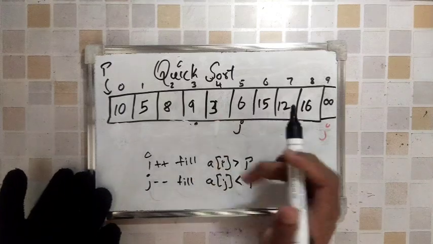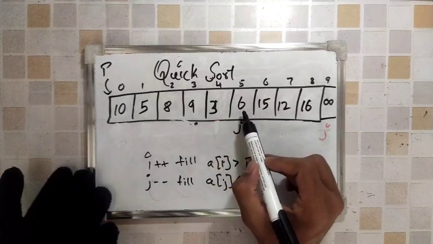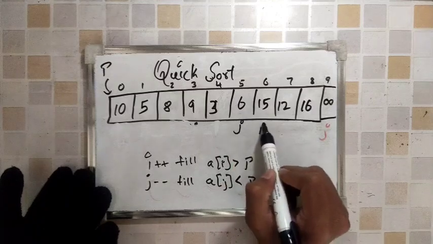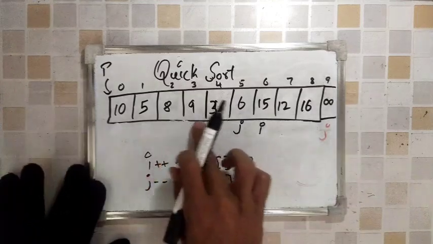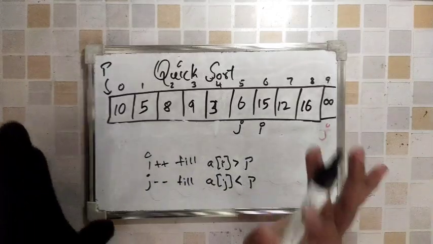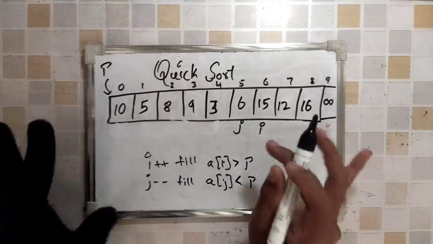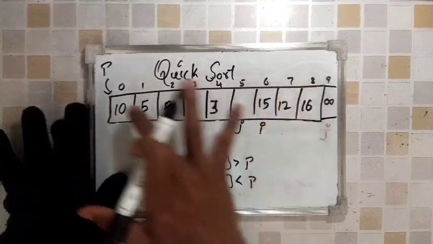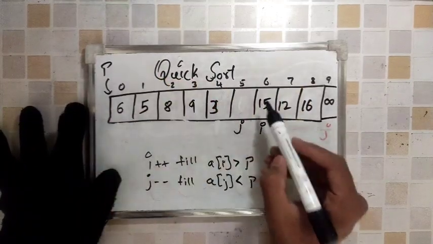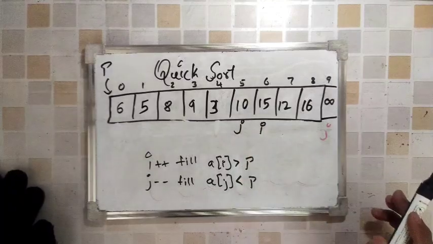Now what will I do? I will increment, go to 6. It's not greater than 10. Goes to 15. Yes, it is greater than 10. So at this point, when i crosses j, we stop, and now we swap the position of j and pivot. So what was it? I forgot. It will become like this.